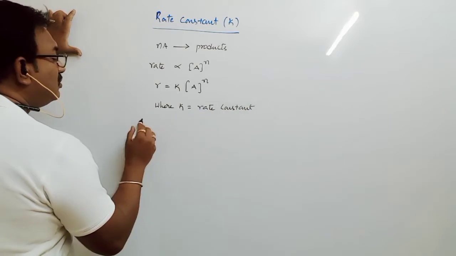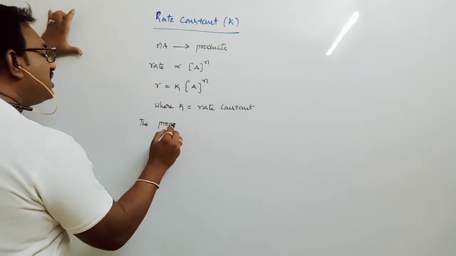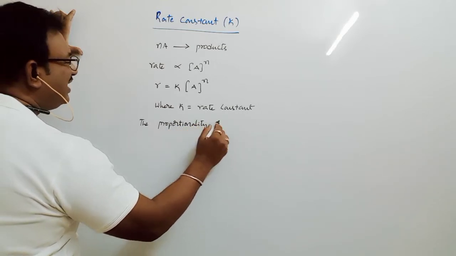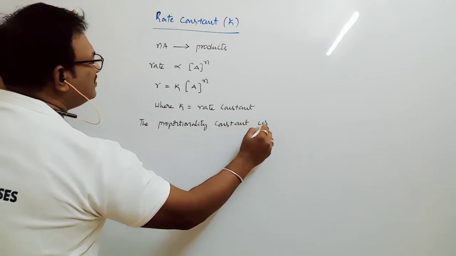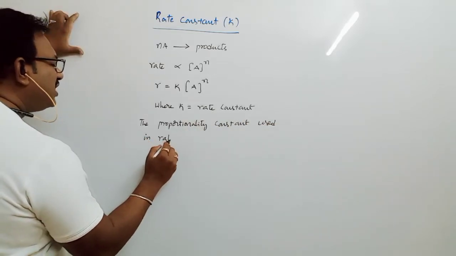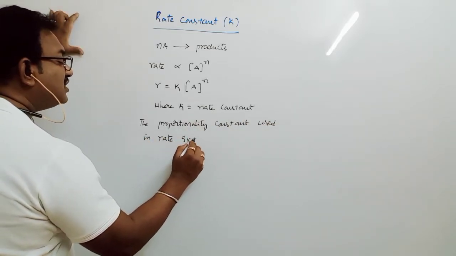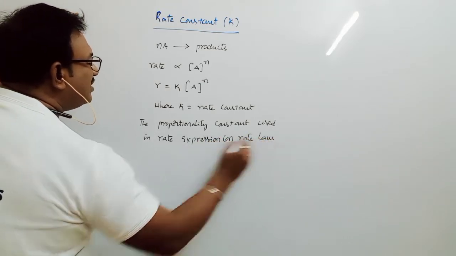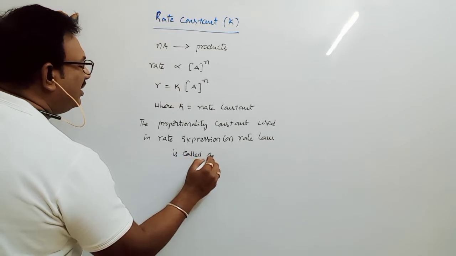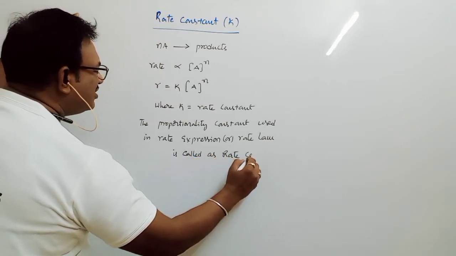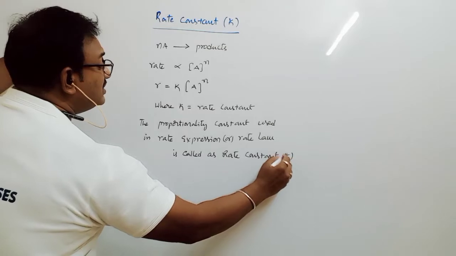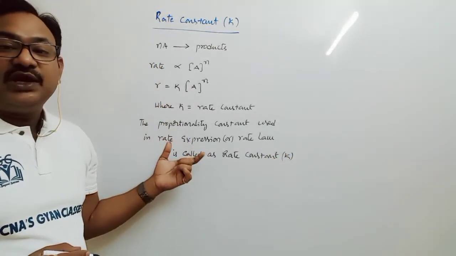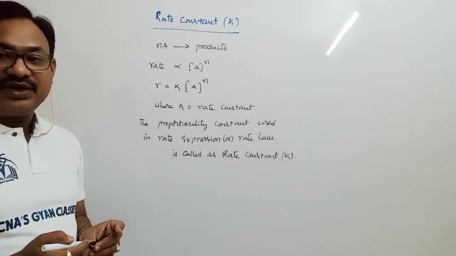Okay, so the proportionality constant used in the rate expression, or rate law, is called a rate constant. Next, see, in the rate expression, the proportionality constant we are using is called a rate constant.